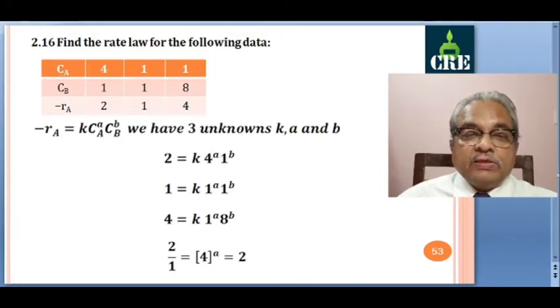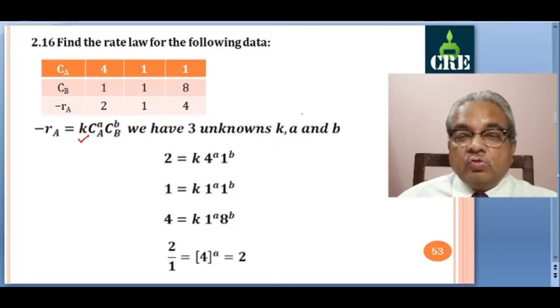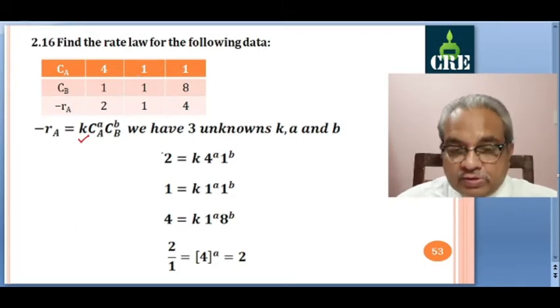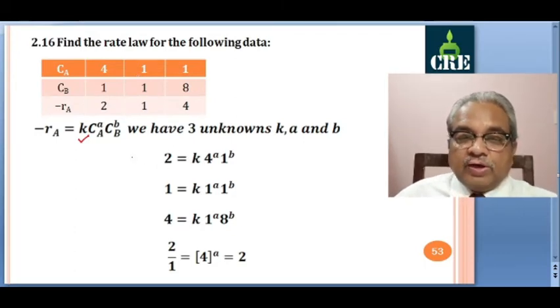Problem 2.16: the data is given for concentration of A, concentration of B, and rate of disappearance of A. So if we want to find out the rate law, we assume a rate law of the form minus Ra is equal to K, Ca raised to a and Cb raised to b. So you have K, a, b, 3 unknowns, and I can have 3 data points, so I can write 3 equations and 3 unknowns, so I can find this. So I write minus Ra for the first point, 2 is equal to K into Ca raised to a, 4 raised to a, Cb raised to b means 1 raised to b.